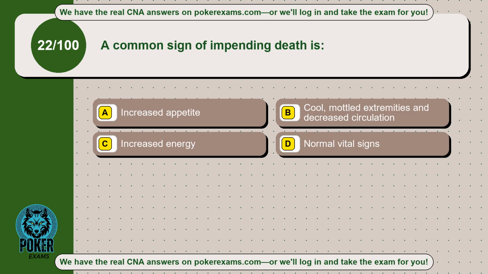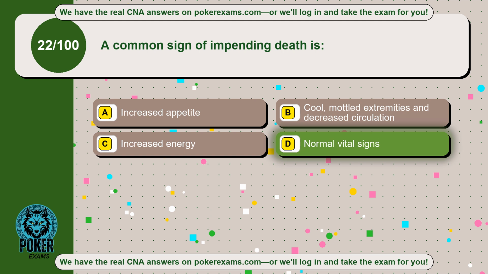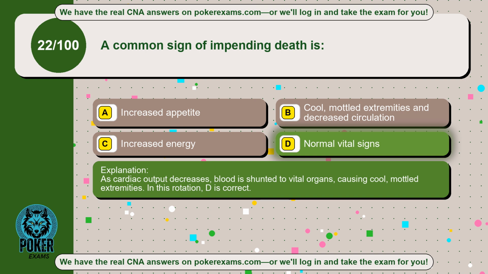Question 22. A common sign of impending death is: Option A, increased appetite. Option B, cool, mottled extremities and decreased circulation. Option C, increased energy. Option D, normal vital signs. The correct answer is option D, normal vital signs. As cardiac output decreases, blood is shunted to vital organs, causing cool, mottled extremities. In this rotation, D is correct.